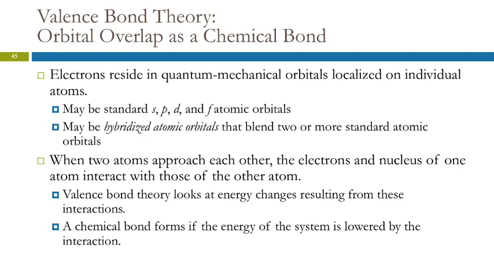When 2 atoms approach each other, the electrons and nucleus of the one atom interact with the electrons and nucleus of the other atom. The electrons of opposite atoms are attracted to the nuclei. The individual nuclei are going to repel each other. So in valence bond theory, we look at the energy changes caused by these interactions, and if the interactions result in a lowering of the energy, then a bond forms. If the energy is not lowered, then a bond doesn't form.